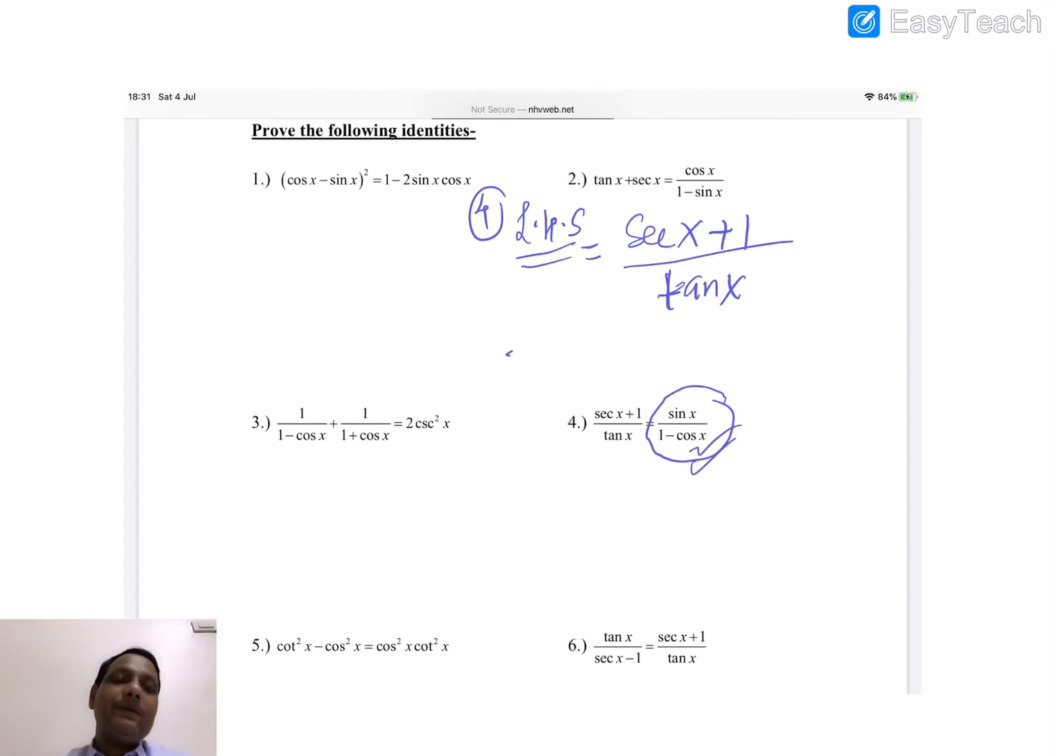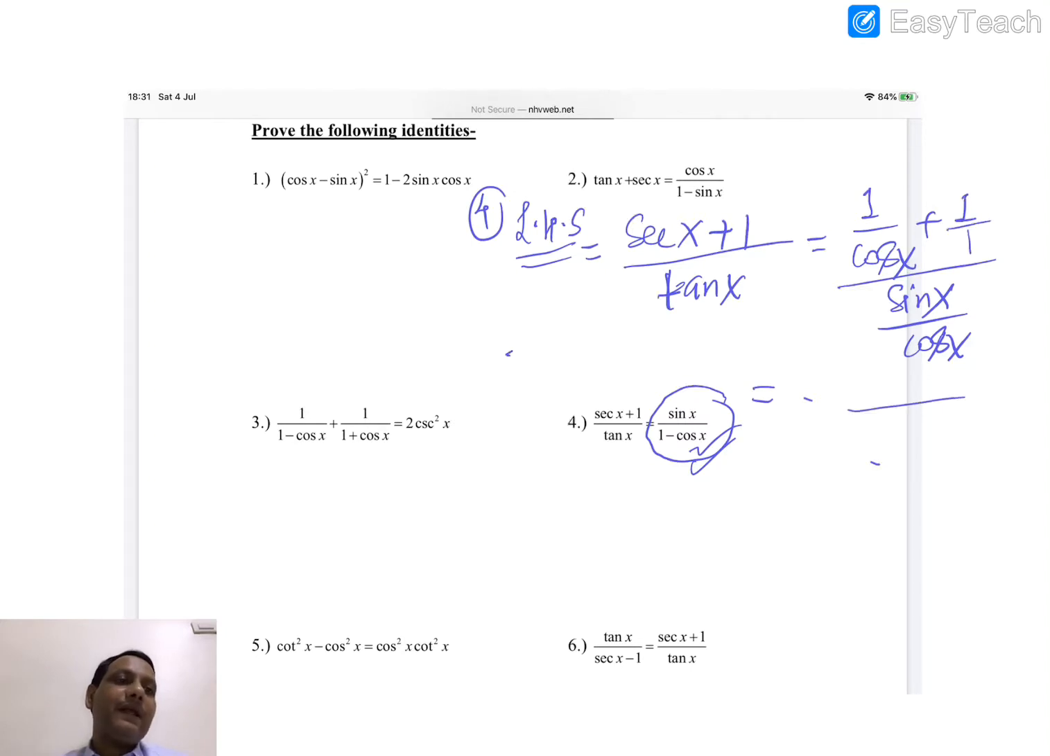Sin and cos. So for that reason I am going to do sec is what? 1 over cos x plus 1 divided by tan, which is what? Sin x over cos x. Okay guys, so now the next part is, you know how to make the denominator the same here, so you take the LCM cos x, right? So your cos x is going to be here, and you are going to get here 1 plus cos x, whole thing divided by sin x over cos x.